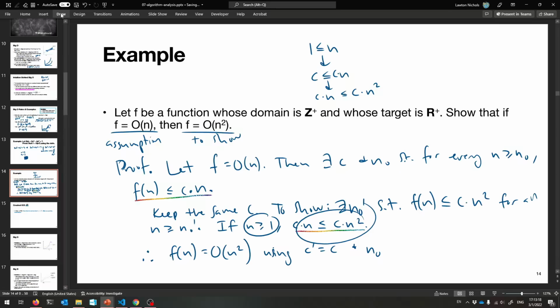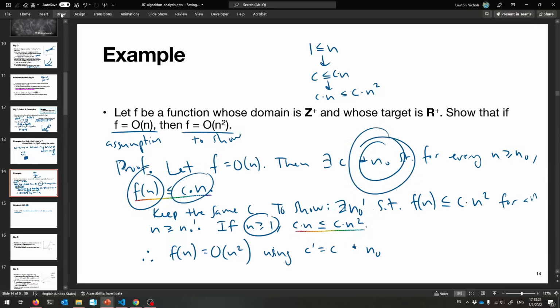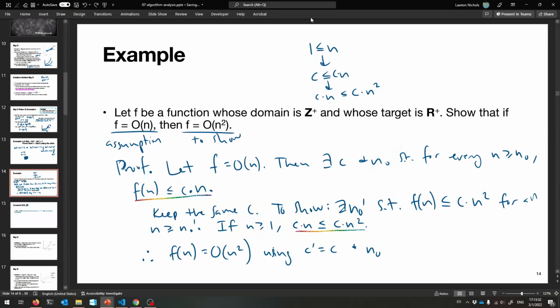But it's also possible that this n naught was huge, like f of n didn't really get bounded above until the original n naught was super large. And so I think that to play it safe, we have to say something like this. N naught prime is equal to the max of the original n naught and 1. Okay? So if n naught was super small, we know this is going to work when n is greater than or equal to 1, but it may have been the case that this took a while to take place before c times n won out, and so we'll pick the bigger one in that case.